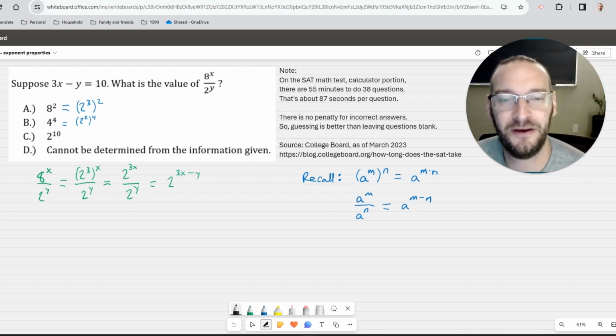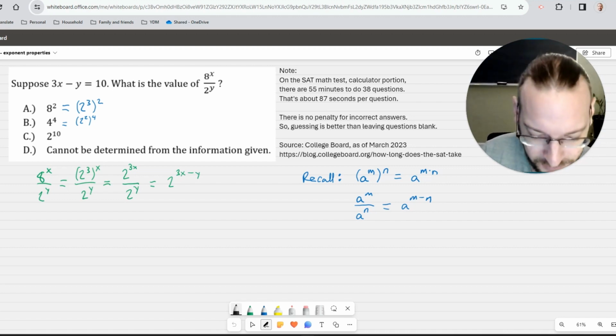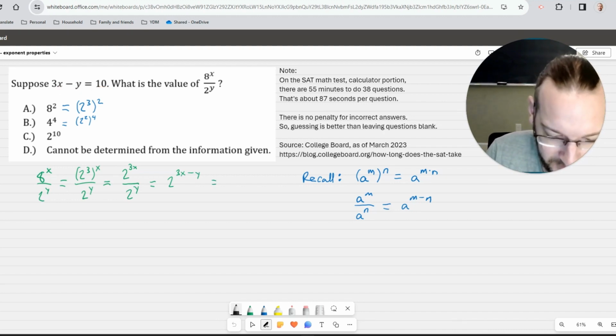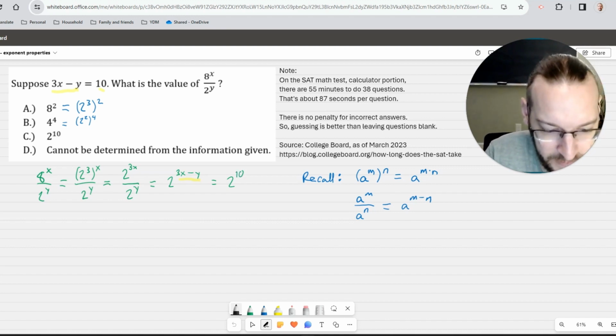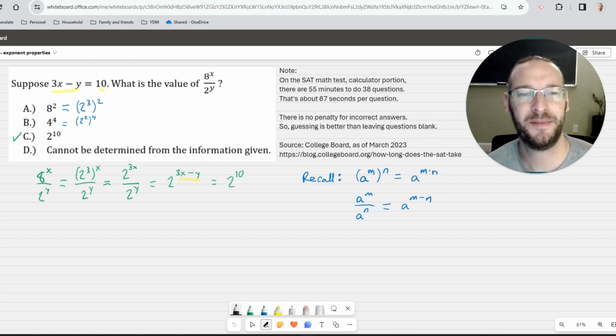So what do we have now? Well, what do we know about 3x minus y? Conveniently, we were given what 3x minus y is, right? We were given that it's equal to 10. So this right here is equal to 2 to the power of 10. Why? Because we were told 3x minus y is equal to 10. So if we substitute, then we get 2 to the power of 10. And we see that the correct answer is C. All right. Not bad, huh?